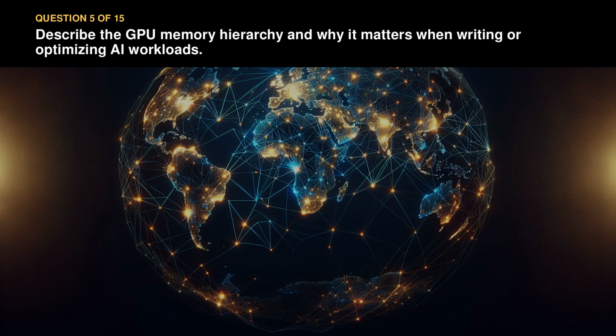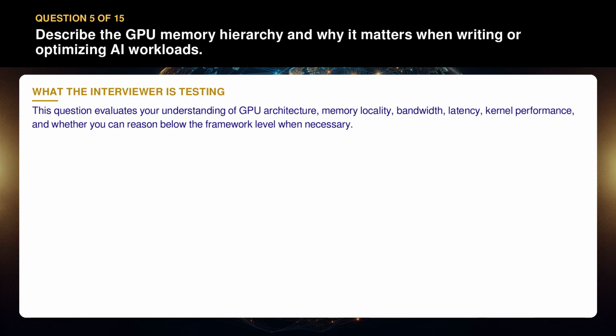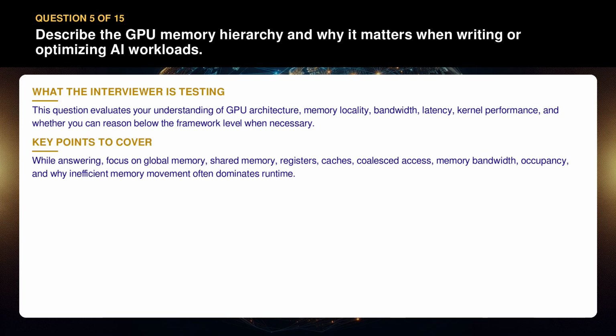Question 5. Describe the GPU memory hierarchy and why it matters when writing or optimizing AI workloads. This question evaluates your understanding of GPU architecture, memory locality, bandwidth, latency, kernel performance, and whether you can reason below the framework level when necessary. While answering, focus on global memory, shared memory, registers, caches, coalesced access, memory bandwidth, occupancy, and why inefficient memory movement often dominates runtime.